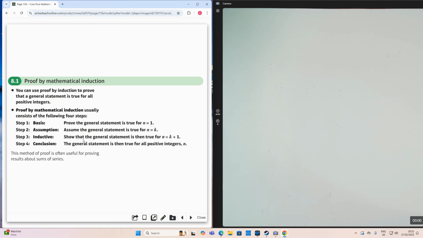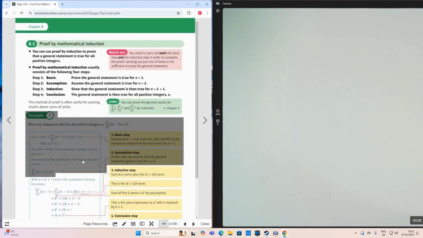And the inductive step is, if we assume that it's true for n equals k, is it true for n equals k plus 1? Now, that's the bit that's like, if one domino falls over, will it make the one next to it fall over? Okay, and that's our assumption and our inductive step. If it's true for n equals 1, and if, having been assumed to be true for n equals k, it's found to be true for n equals k plus 1, then by mathematical induction, it's true for all positive integers n. Okay, that's an overview with a little bit more of a formal language.